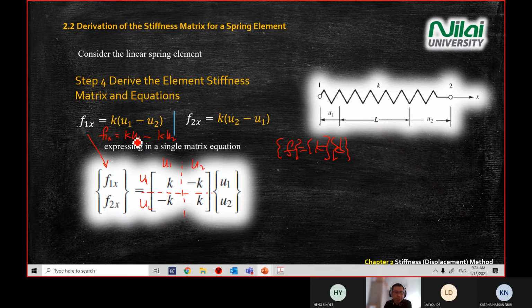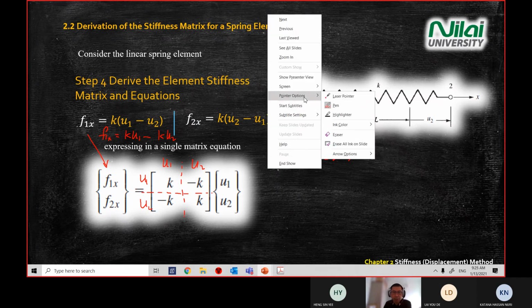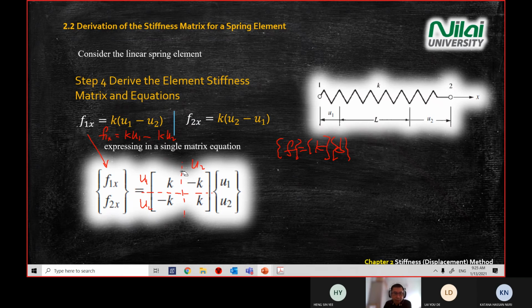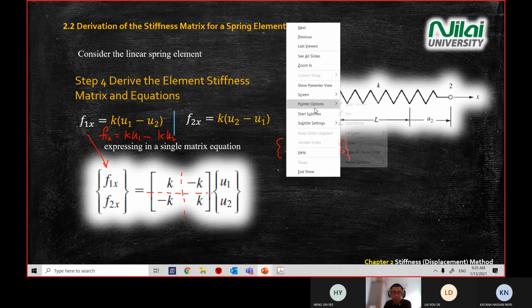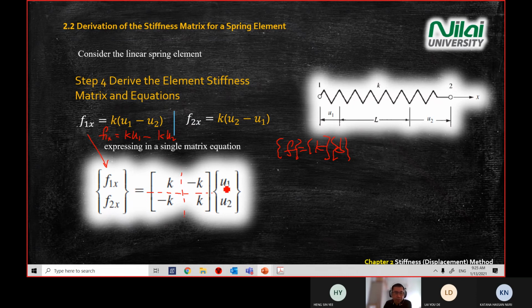Now, how do you get this equation put into the matrix? How do you calculate? I'm going to erase all these coordinates so that you can see it better. How do you get the value? The first step, you multiply k times u1, plus negative k times u2.